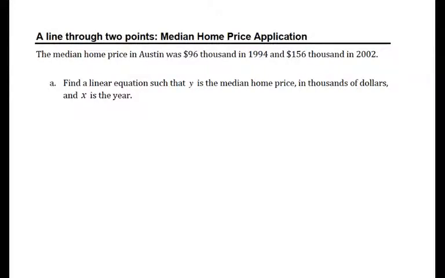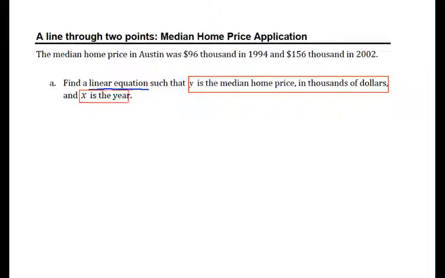Here we have an application of a linear equation passing through 2 points. We're given the median home price in Austin as $96,000 in 1994 and $156,000 in 2002. We're asked to find a linear equation, so that's our first clue that we're going to be using these formulas, such that y is the median home price in thousands of dollars.